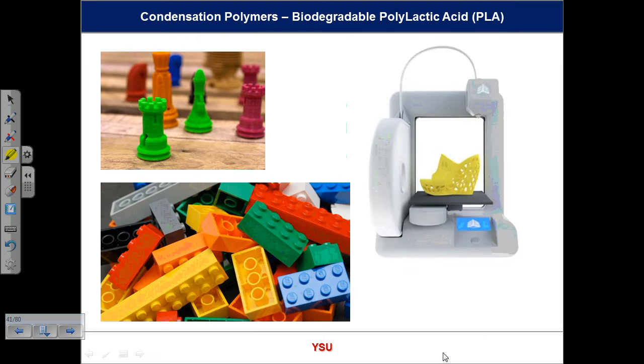I just brought this in because, again, PLA, great fun for kids. Eventually this will become useful. I always wanted to put Lego bricks on my slides. I finally got my chance. They're made of PLA. You can make these things out of PLA with these 3D printers very easily.